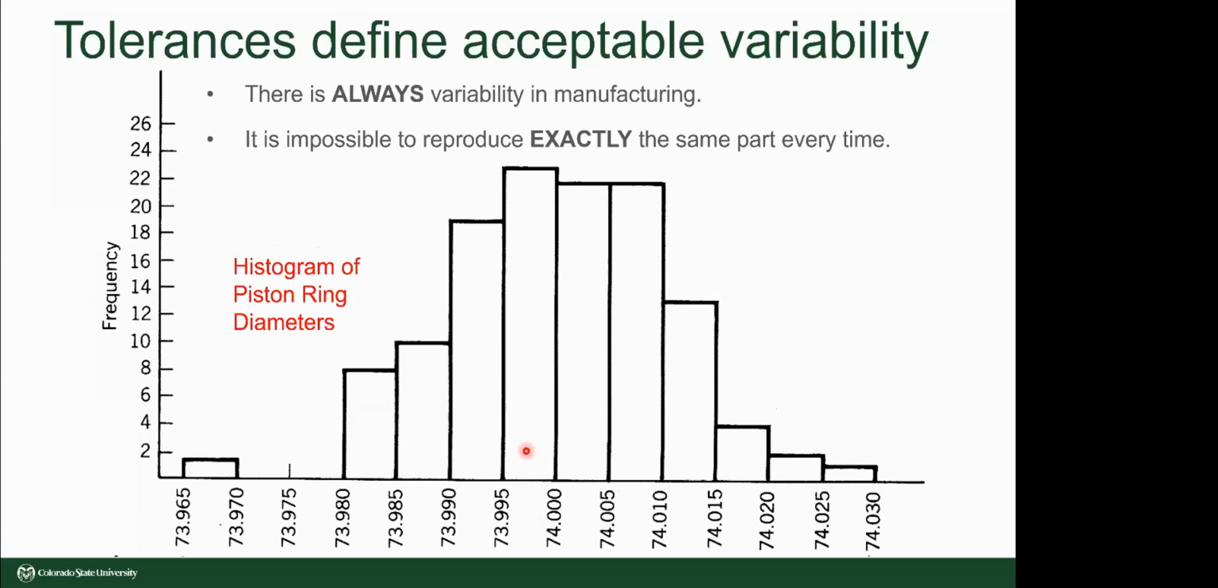The concern is not that the piston ring diameter is imperfect. The concern is whether the ring will still fit and function as it should. As long as this range of values is within the tolerance limits set by the engineer, in theory, that means that the ring should perform as intended and there should be no issues. So variability in manufacturing is just a fact of life. It is impossible to produce anything exactly the same way every time.